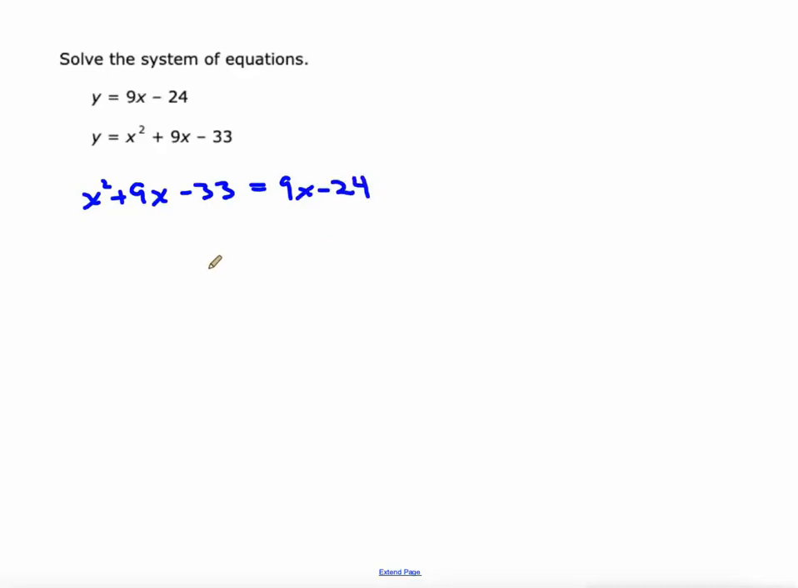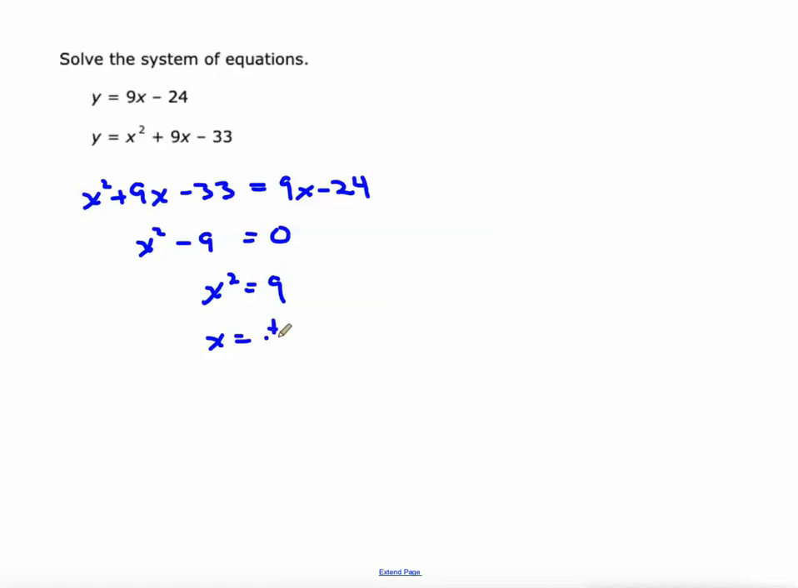Now I'm going to get it into general form. So I'm going to subtract 9x from both sides. So that would be x squared. And then I'm going to add 24 to both sides. And negative 33 plus 24 is negative 9. So I'm going to use square roots to solve this one. I'm going to add 9 to both sides and then take the square root of both sides.